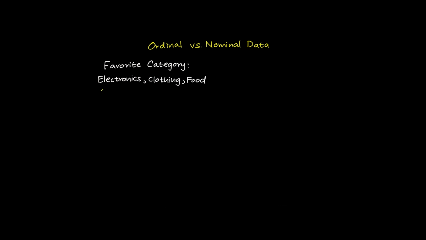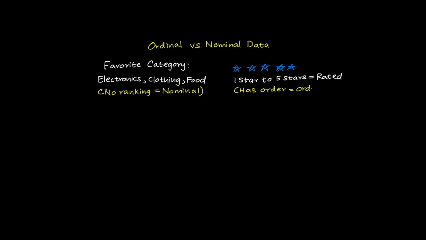Now let's tackle ordinal versus nominal data, because both are qualitative, but they work differently. A retail company asks customers to pick their favourite product category. That's nominal, just labels. But then the company also asks customers to rate satisfaction from 1 to 5 stars. Those stars follow a ranked sequence. 1 star means unhappy, 5 stars means thrilled. That ranking is what makes it ordinal data.